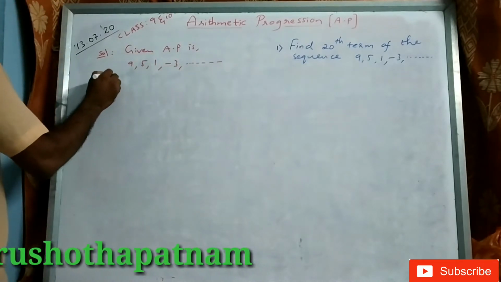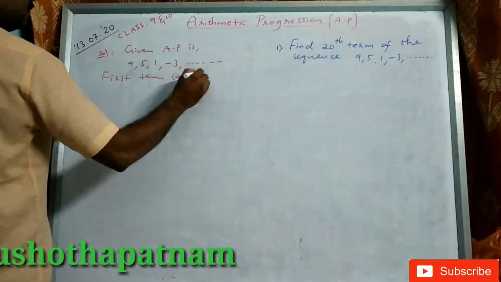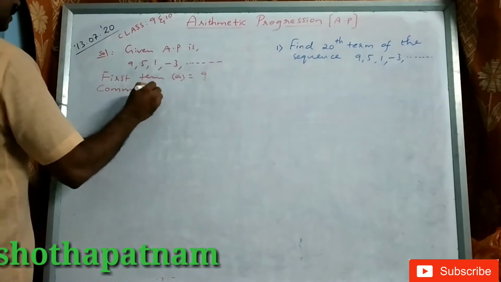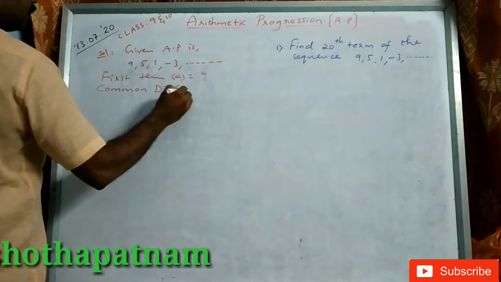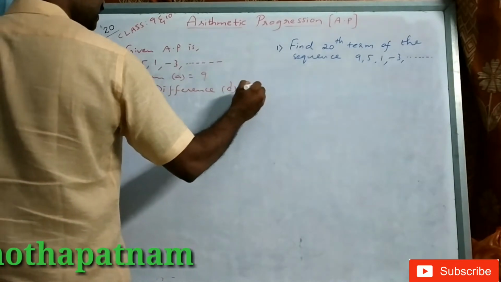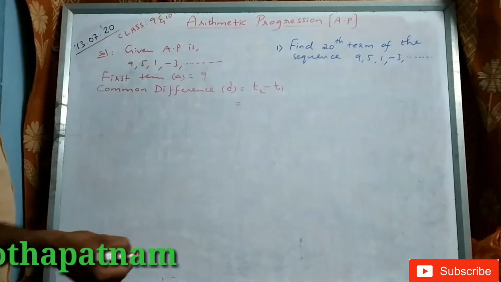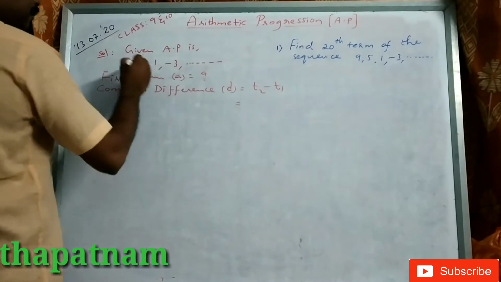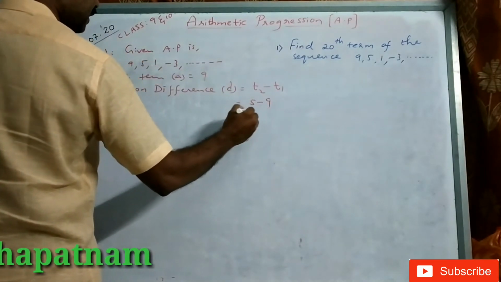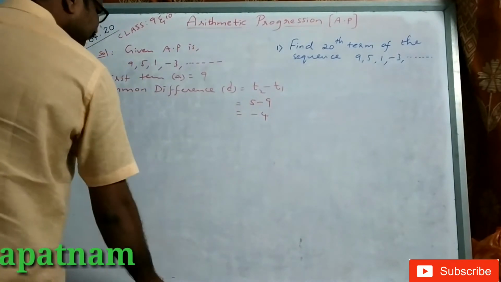Here what is the first term? First term a is equal to 9. Common difference d is equal to, what is the formula? T2 minus T1. Common difference is equal in an AP, don't forget that. Second term minus first term. What is the second term here? 5 minus 9. How much? Minus 4.